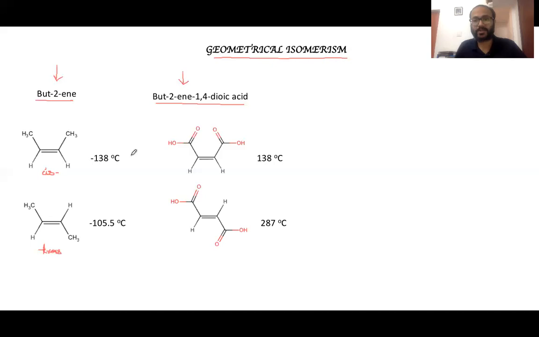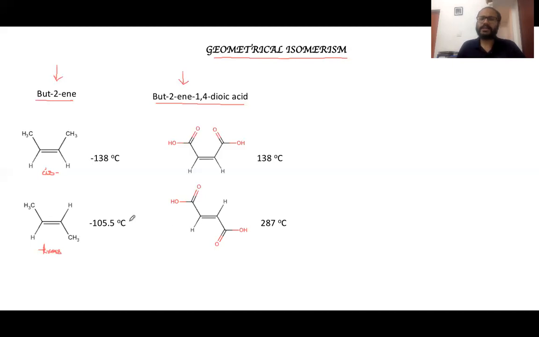Now why is it so? Because of the better packing of the trans molecule in the solid state, because they are more symmetrical in their solid state, and in the trans form they have better intermolecular interactions. So all these factors together contribute to a higher melting point of the trans isomer.